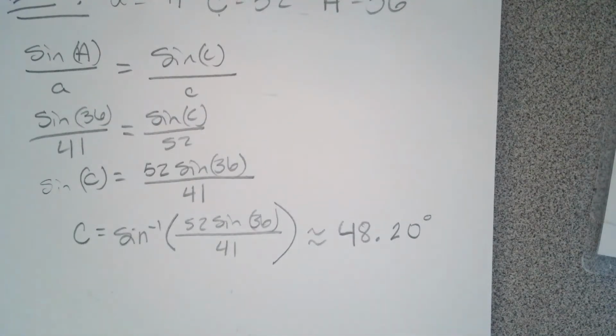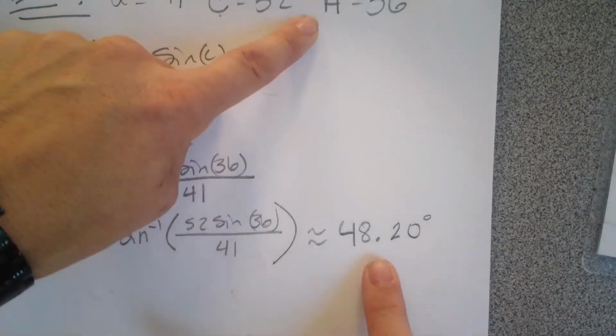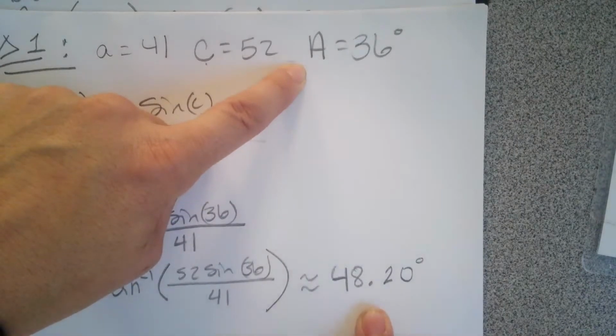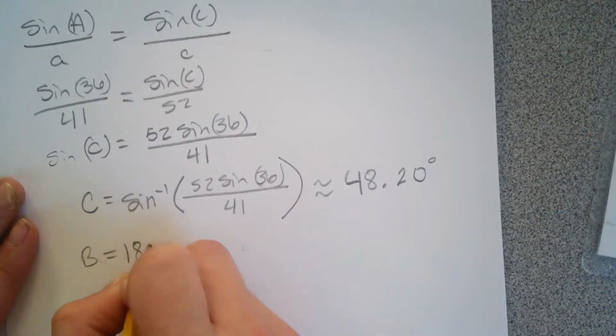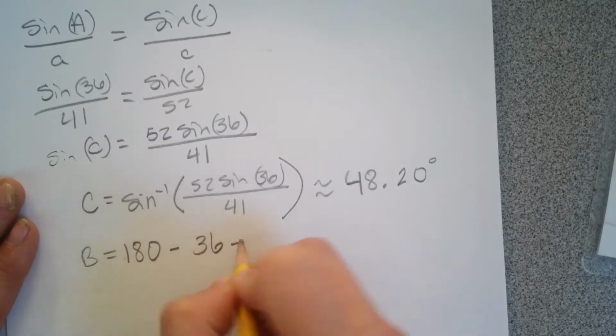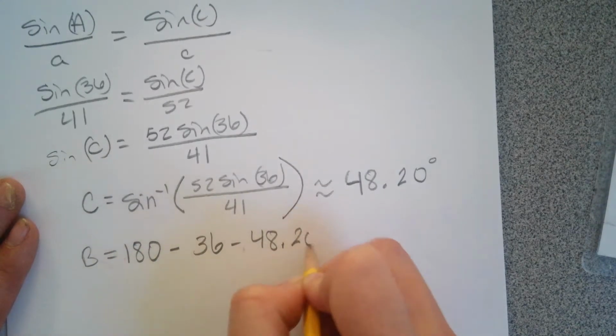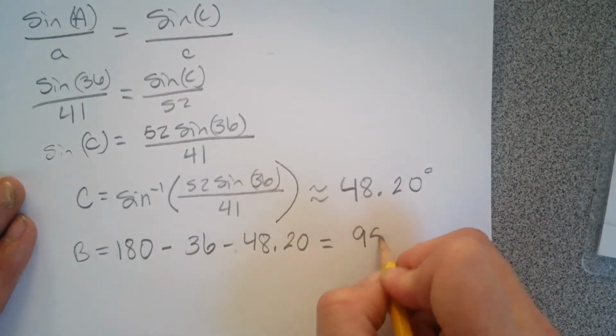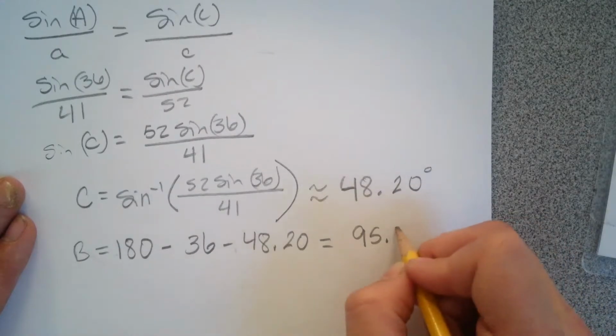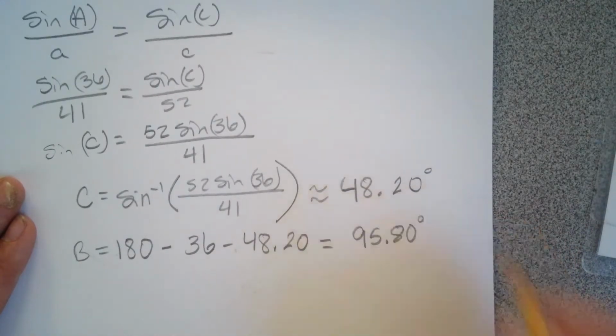Just following that flow chart. All right. What's the next thing it tells me to do? Find the third angle, right? I've got two out of the three angles. How do I find the third one? 180, right? So angle B is 180 minus 36 minus 48.20, which is equal to what? 95.8? Perfect.